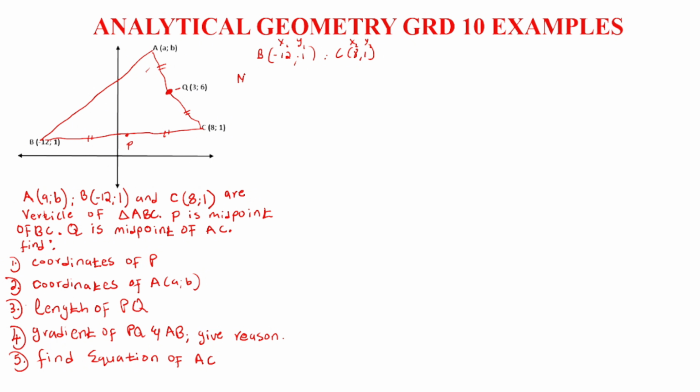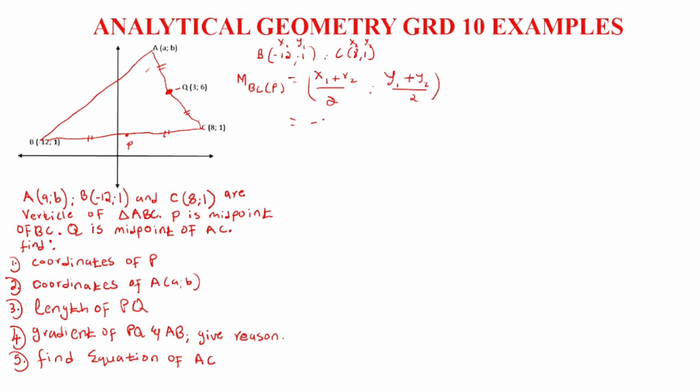Therefore, if we check on our formula sheet, we know the midpoint formula. The point at P is going to be given by x1 plus x2 all over 2, comma y1 plus y2 all over 2. So this would be the coordinates of P. Now let's do the substitution.